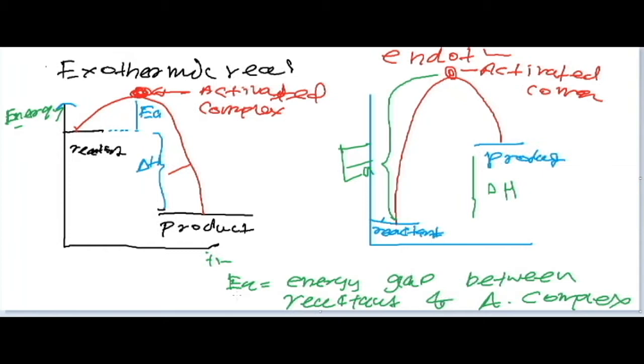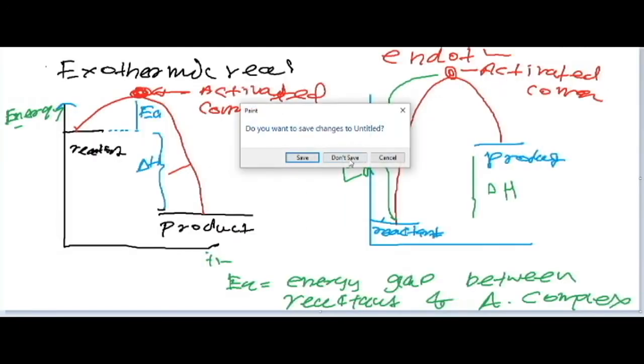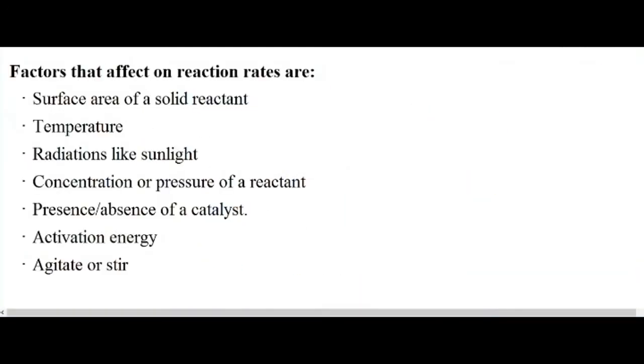Okay, now I am going to move on to the basic part of the chemical reaction. Now think about this one. These are the factors that affect the rate of reaction. There are 1, 2, 3, 4, 5, 6, 7 factors.